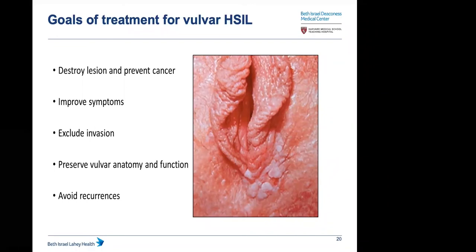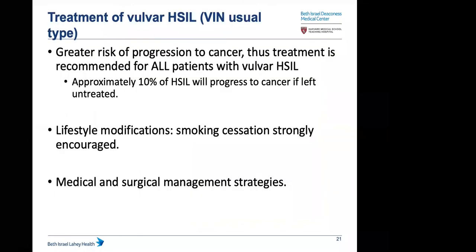Unfortunately, there's no perfect therapy available that can accomplish all of these five goals. There's a little bit of give and take, and so you have to figure out how to strike a balance and treat the individual patient in front of you when deciding which is the most appropriate treatment option. Because vulvar HSIL is a precancerous lesion and has a greater risk of progression to cancer, we need to treat these patients. All patients with HSIL do need some form of treatment.